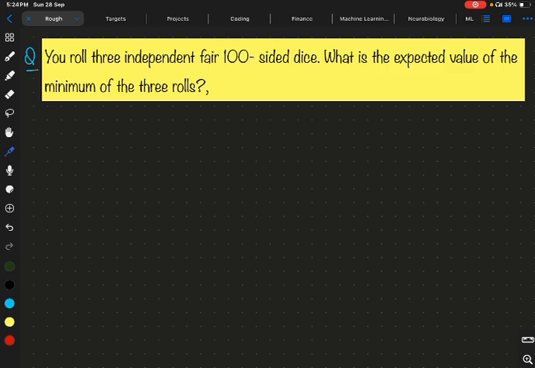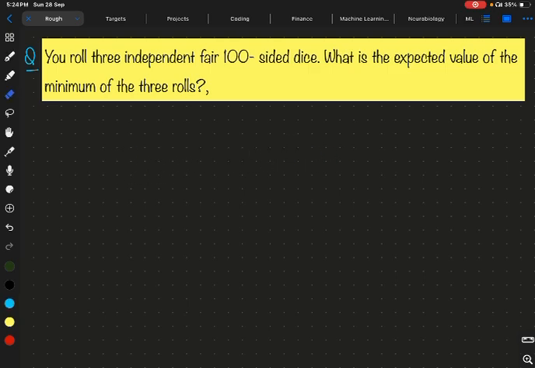So let's start with just a single die. If we just had a single die of 100 sides, the expected value, which is also the average value, would have been nothing but 1 plus 100 divided by 2, which came out to 50.5, as the numbers are equally likely to go from 1 to 100. So it is just the average value.